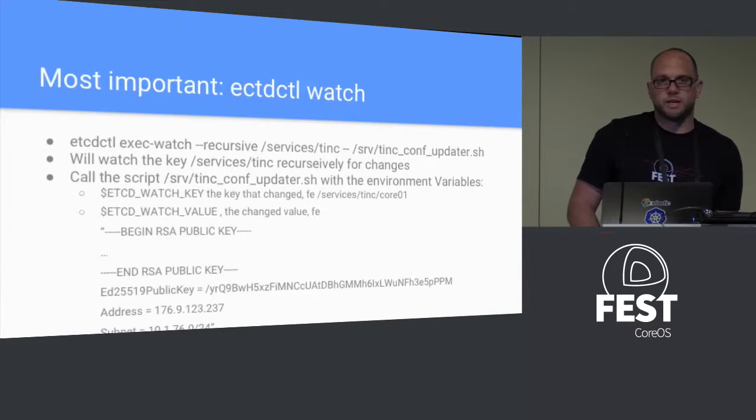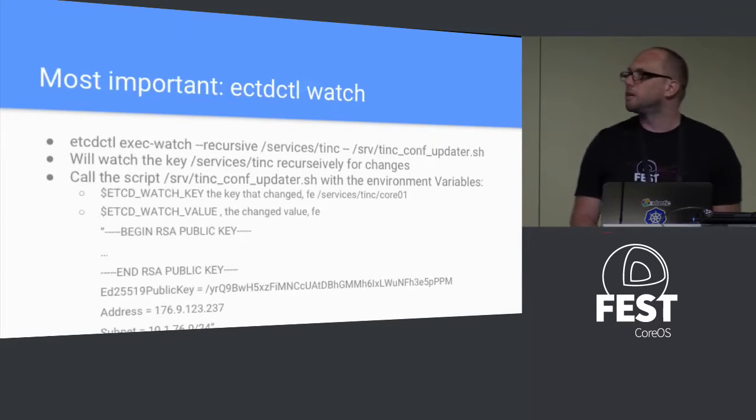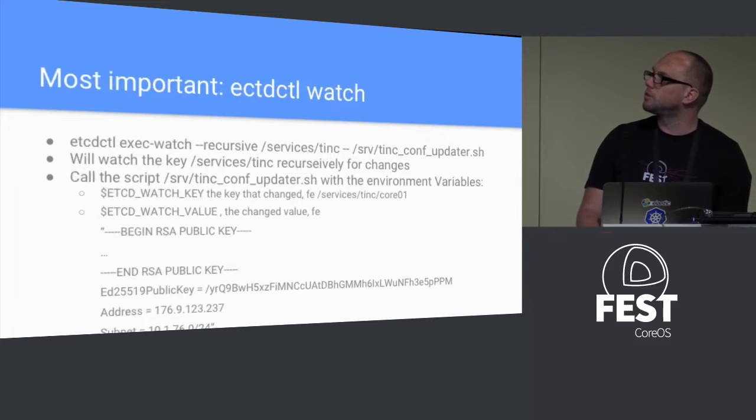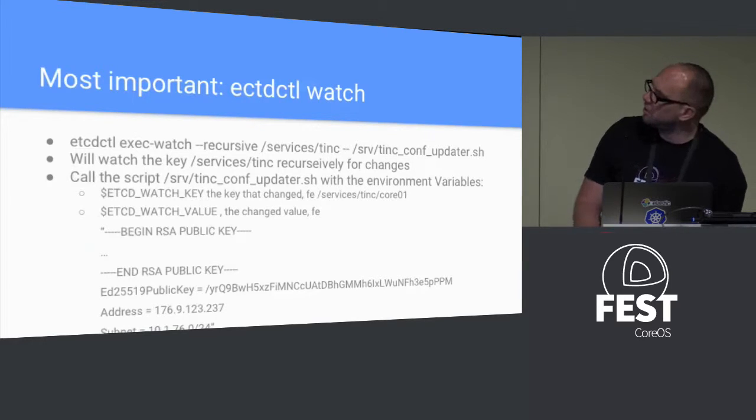The most important thing is etcdctl watch. I recursively watch this services tinc namespace, and then call a script with the changed values. The basic thing is the key: you get it into the script in an environment variable, and then the changed value. We look into this later, and unfortunately these don't seem to fit on the page.